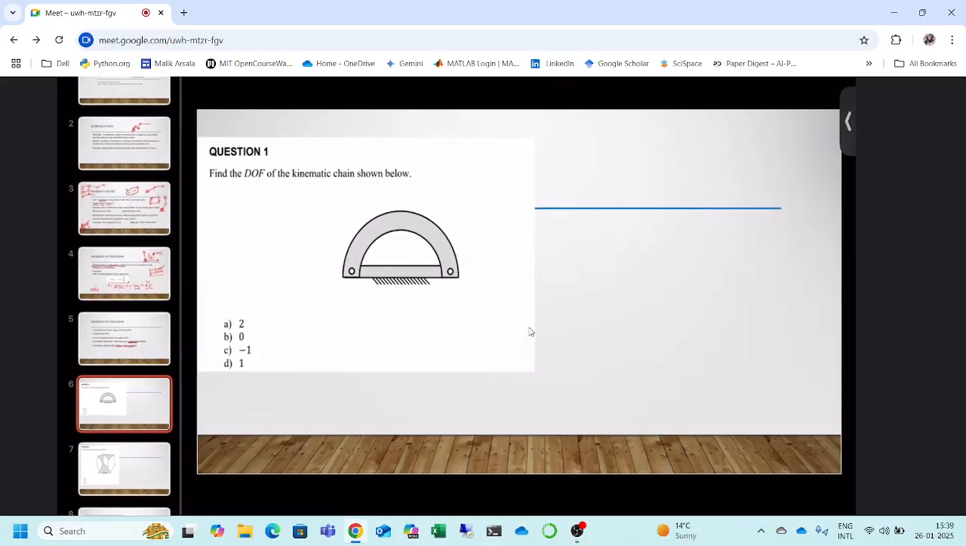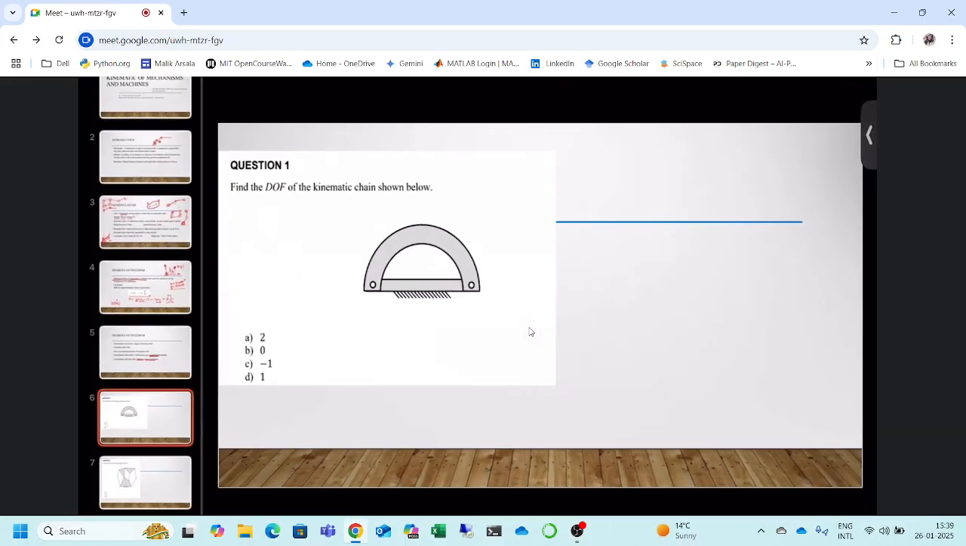Now you all can give this question a try and tell me what answer you're getting. First you will try, after that we will discuss it.